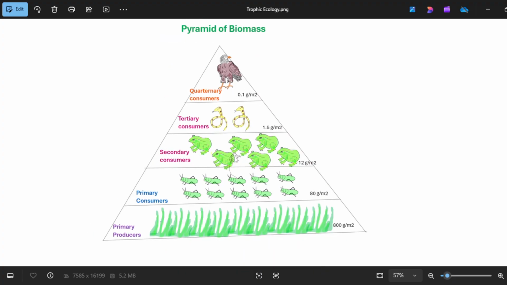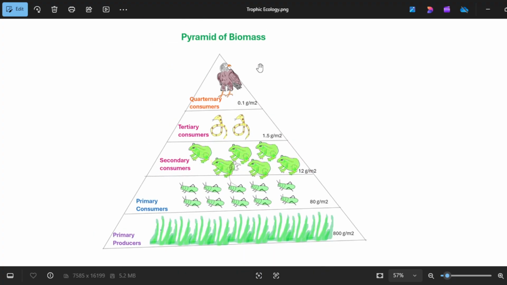Next, we have the pyramid of biomass. This is the third and last pyramid. What happens in this pyramid of biomass? Here, the dried organism weight is taken into account, and we see how it is spread. If you see grass, the dry weight of the grass is 800 grams per meter square.